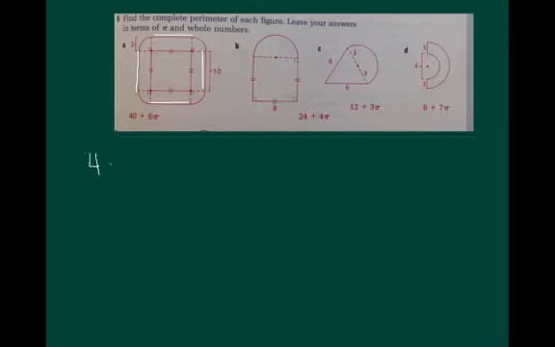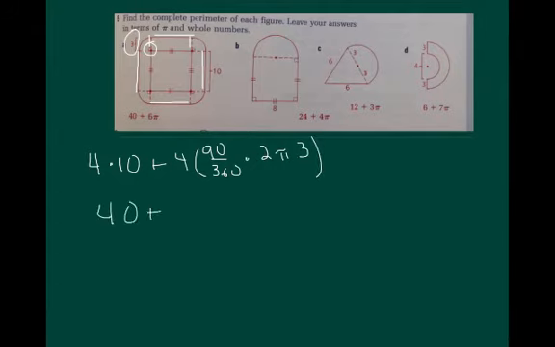So that's going to be 4 times 10 plus we're going to have 4 of these arcs, and of course the arcs are going to measure by the tick mark there. I can see that it's 90 over 360 times the circumference, and since this 3 tells me that the radius of each of these is 3, I'm going to say it's 2 pi times 3. So the answer for A is going to be 40 plus the 4 and the 360 will reduce, and so I'll just be left with 6 pi.